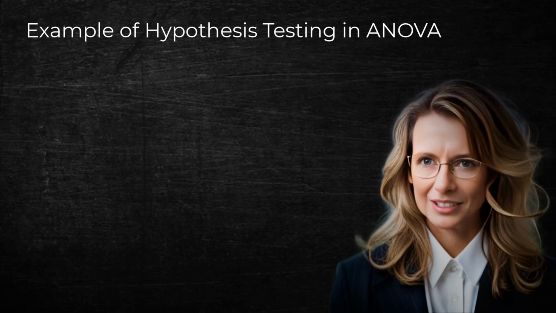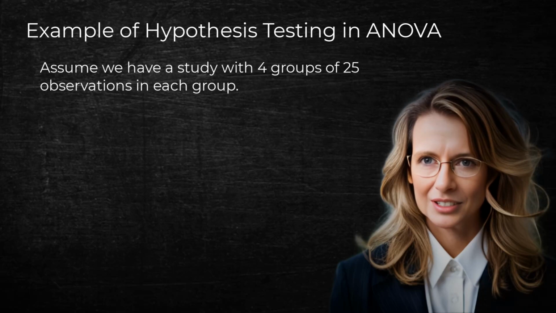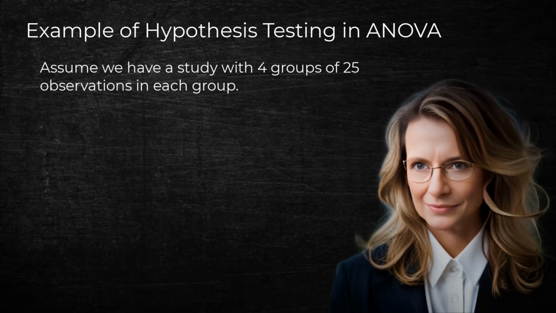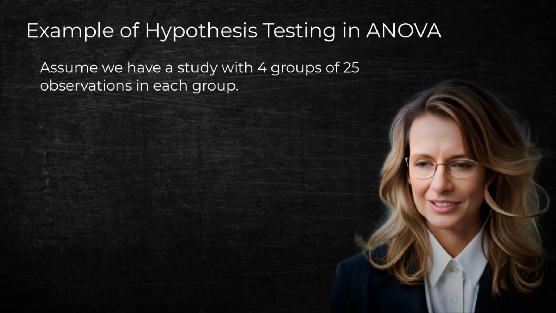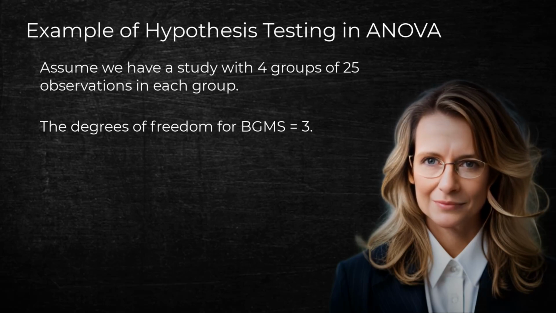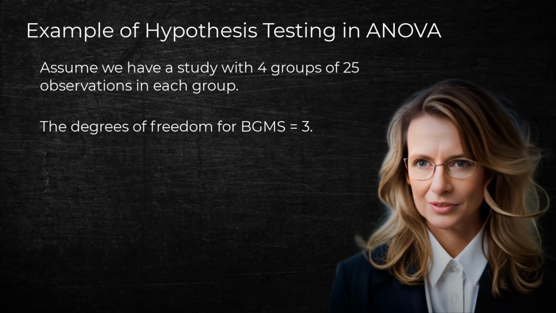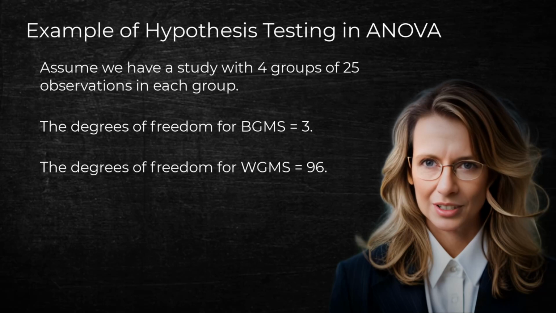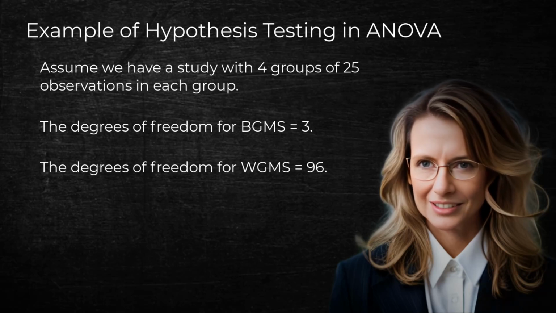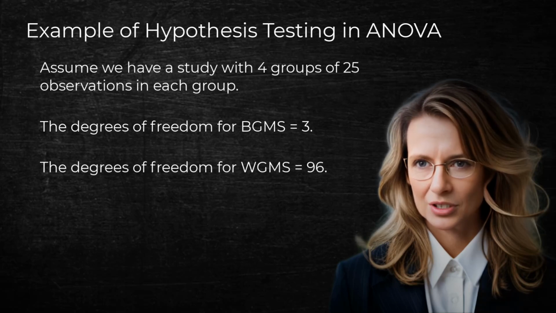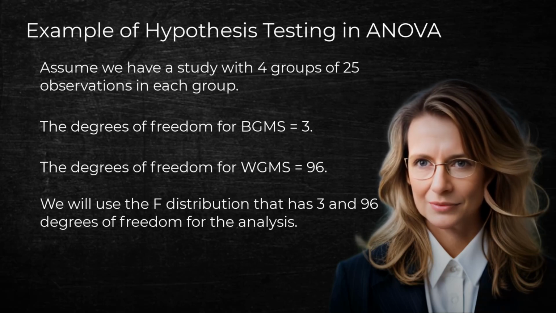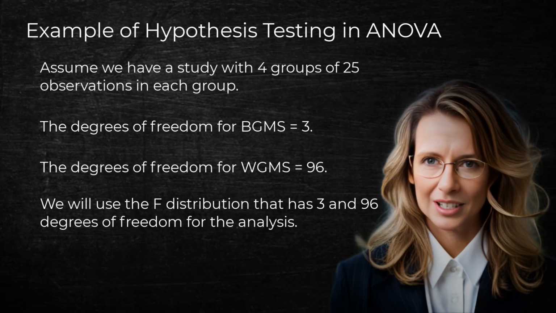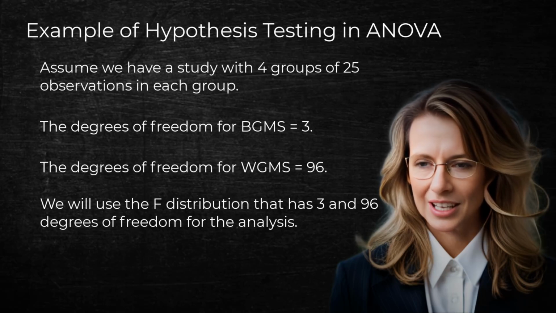For this discussion, we'll assume that we are analyzing the results of an experiment that contained 4 groups of 25 observations in each. The degrees of freedom for the between groups mean square would be the number of groups minus 1, which equals 3. The degrees of freedom for the within groups mean square would be the number of observations minus the number of groups. In this example, it is 100 minus 4, which equals 96. So we would use an F distribution that has 3 and 96 degrees of freedom for our analysis.